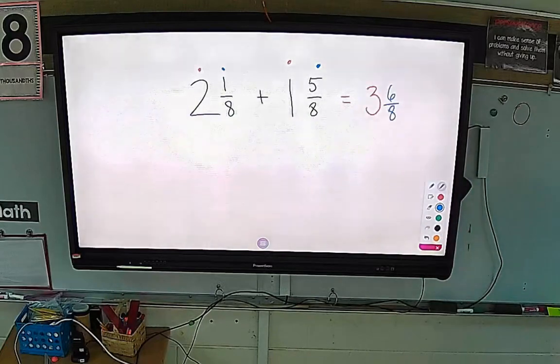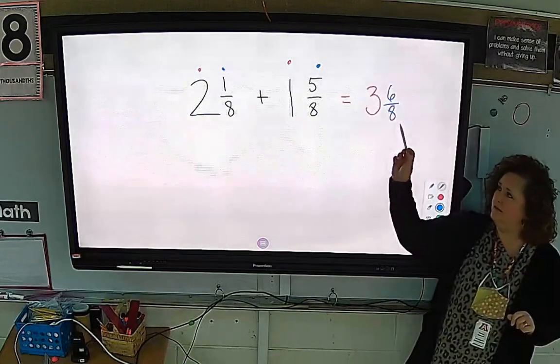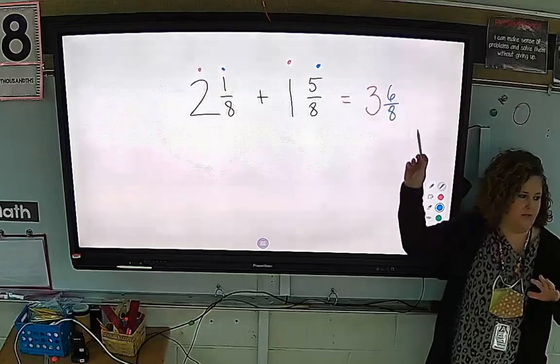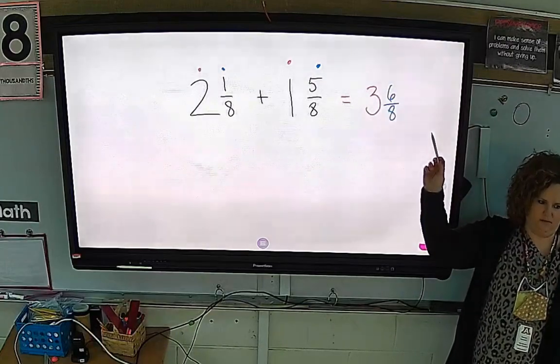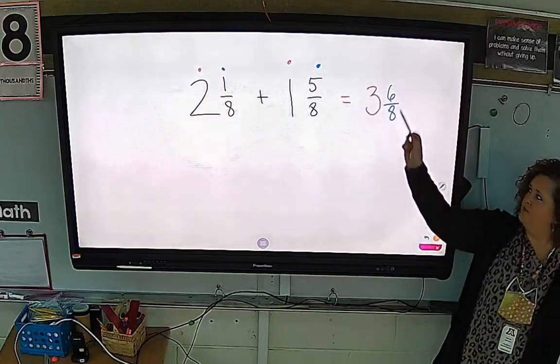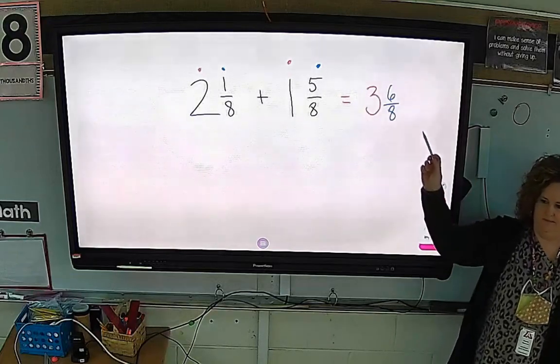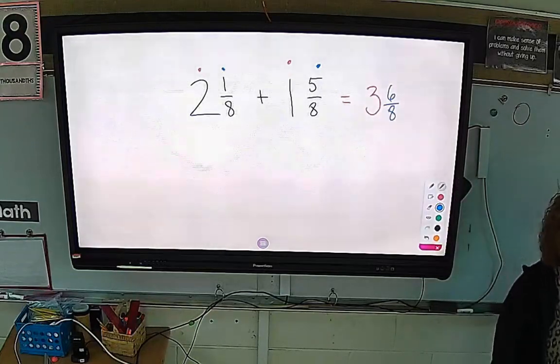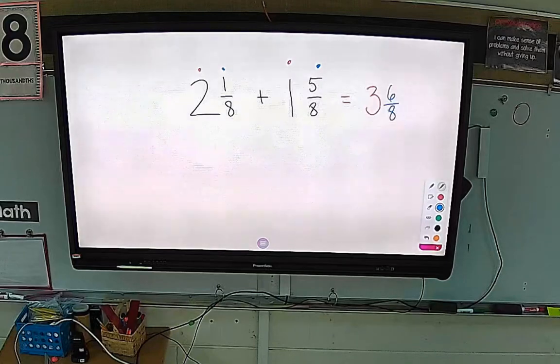Put your whole numbers together and put your fractions together, as long as the fraction is, I guess we could call it a proper fraction. This fraction is okay to leave just like that. But if it's an improper fraction, you can't. You have to change it. That's that extra step that I was talking about that we're going to take care of. And it's not hard to take care of it. It's just we got to do it. Okay?